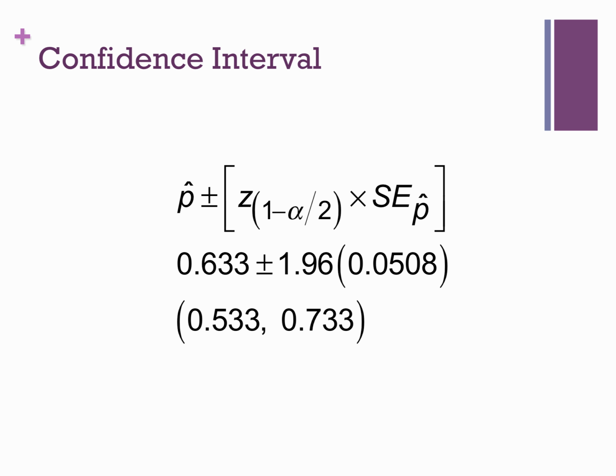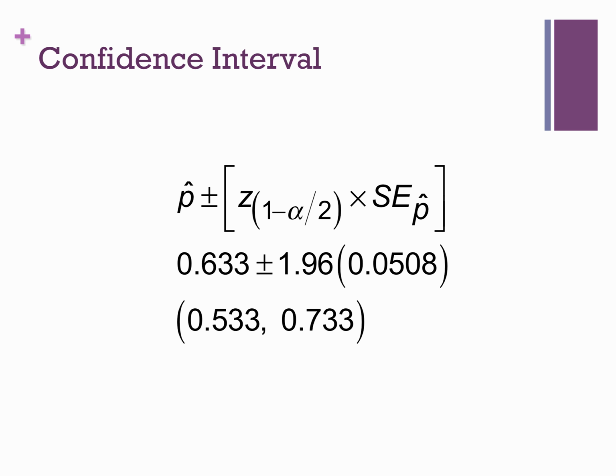The general formula for the confidence interval is our p hat plus or minus our reliability coefficient times the standard error of p hat. We already know that our p hat is 0.633. We know that our standard error is 0.0508. And because we want a two-sided confidence bound at the 95% level, we're using a reliability coefficient of 1.96. This gives us a lower bound of 0.533 and an upper bound of 0.733. You can see how 0.633 sits right in the middle.